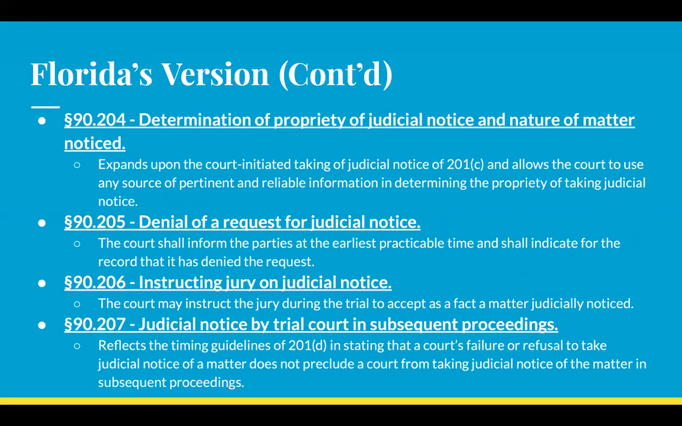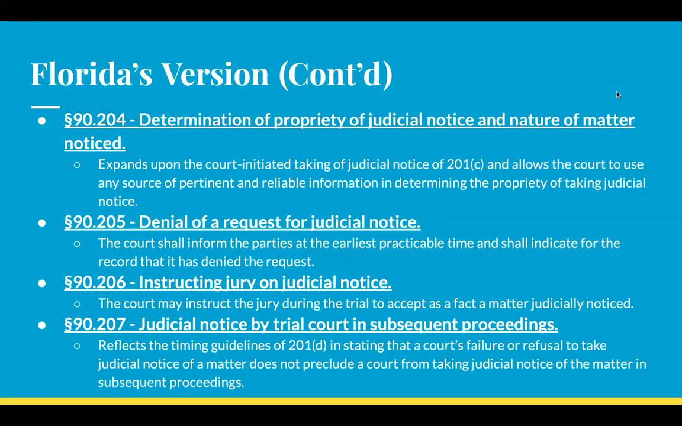Listed here is the second half of these sections, which reflects subsections 201C, D, E, and F of the federal rule. As with the federal rules of evidence, the court may take the initiative to take judicial notice on its own. It may instruct the jury to accept facts as judicially noticed, and it does not preclude courts from taking judicial notice of matters in subsequent proceedings.